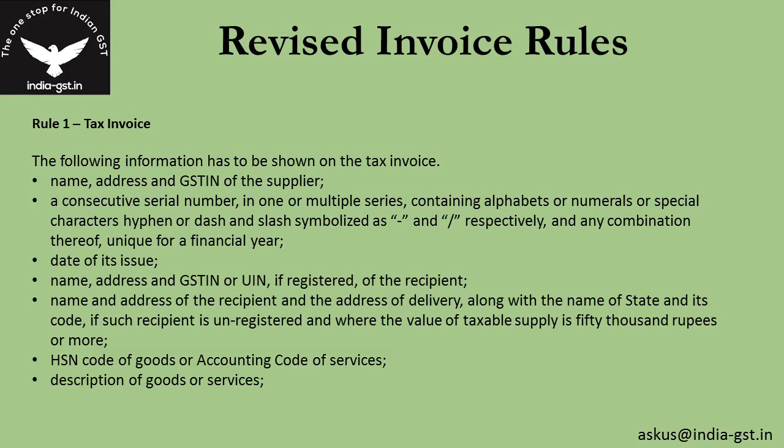Name and address of the recipient and the address of delivery, along with the name of state and its code, if such recipient is unregistered and where the value of taxable supply is 50,000 rupees or more. HSN code of goods or accounting code of services. Description of goods or services.